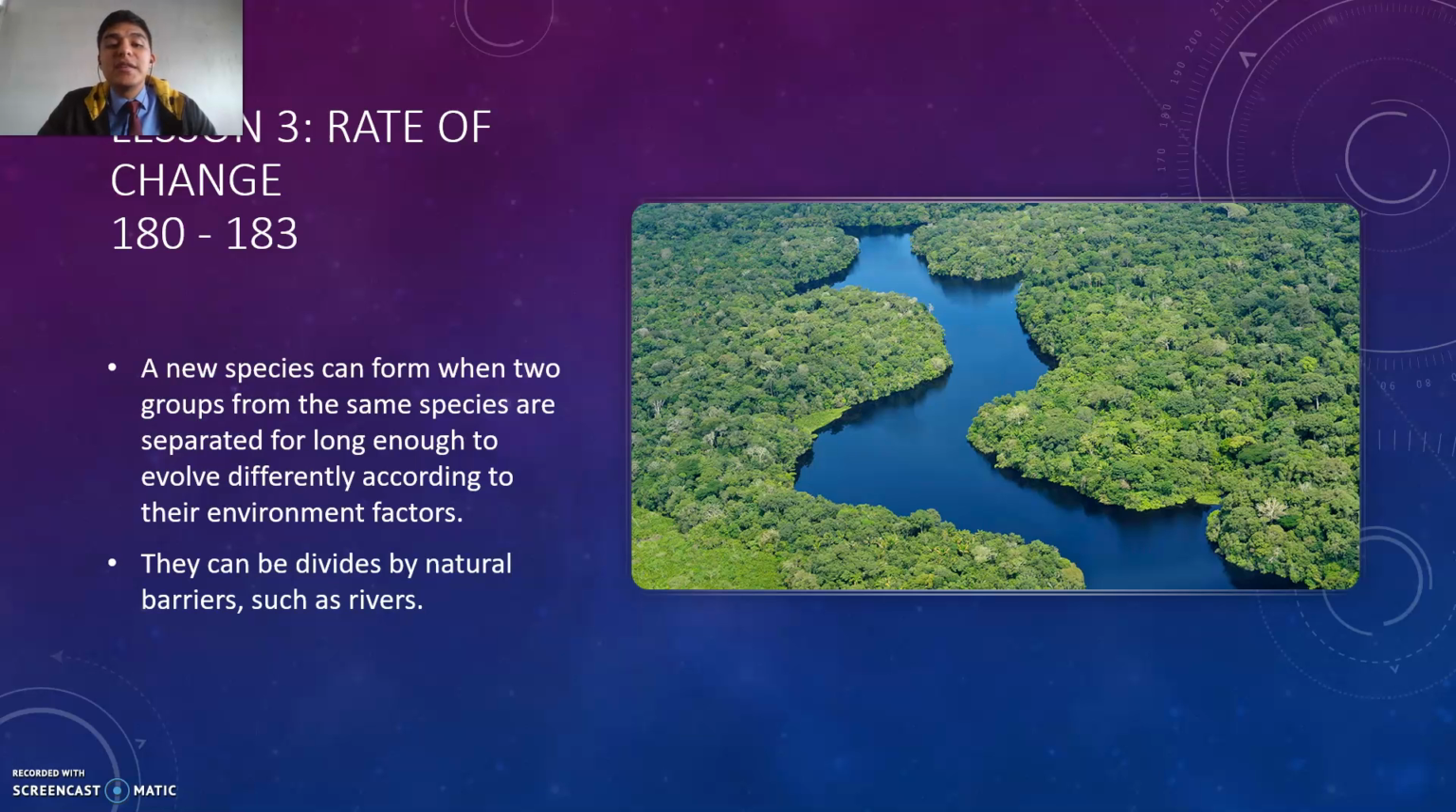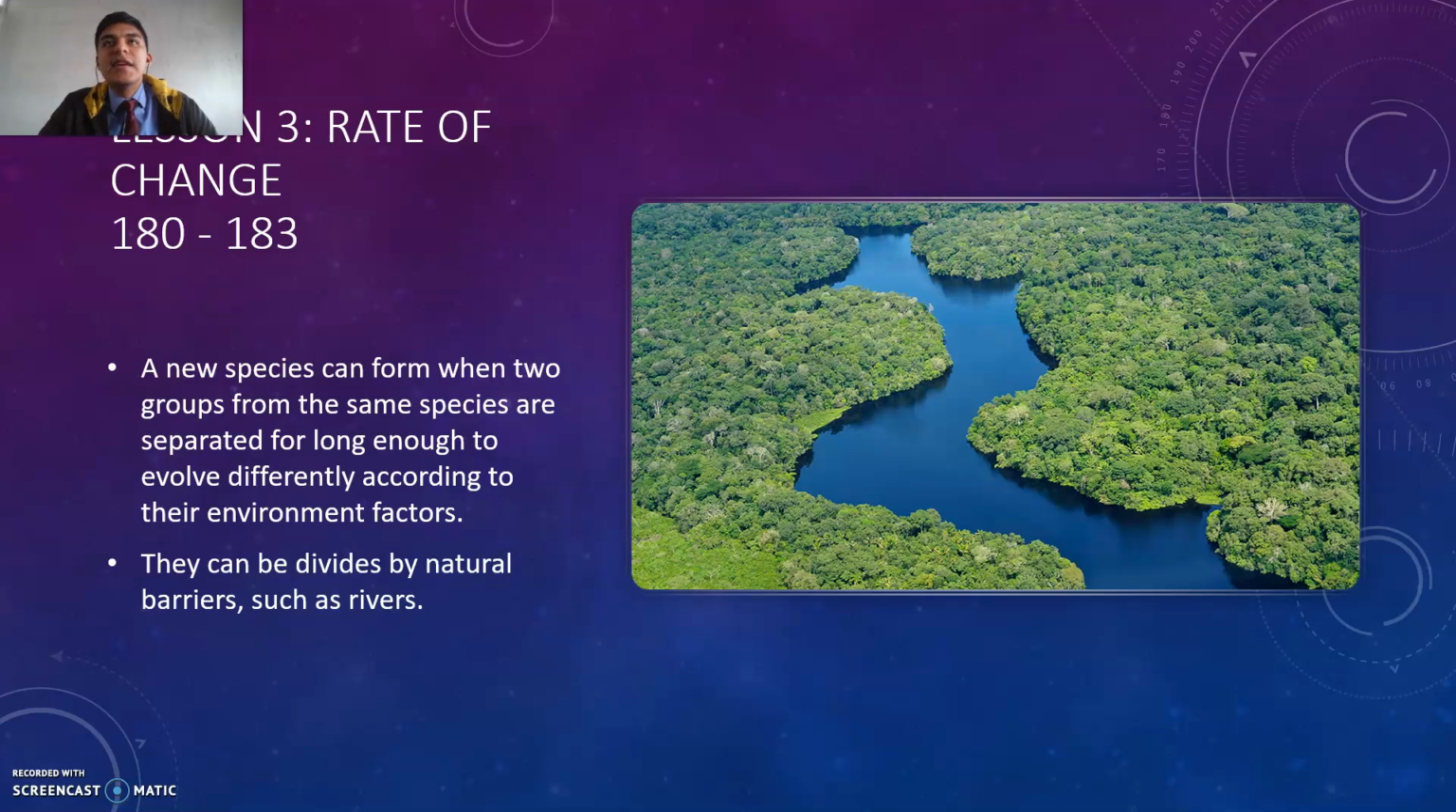A new species can form when 2 groups from the same species are separated for long enough to evolve differently according to their environment factors. They can be divided by natural barriers such as rivers.